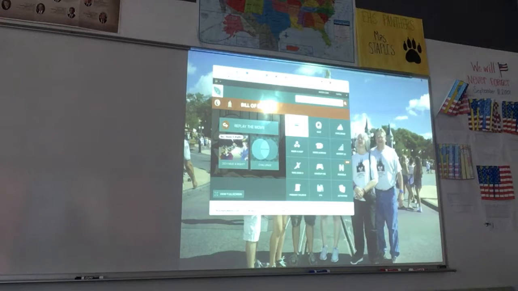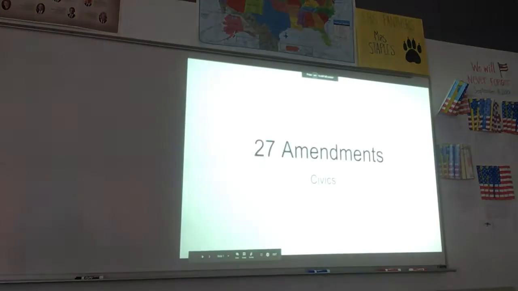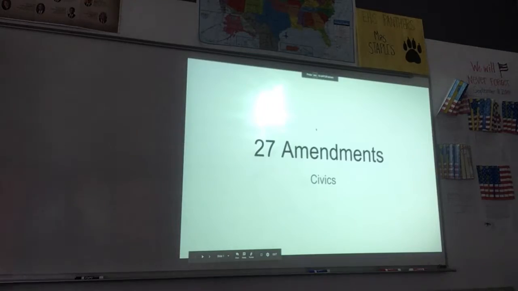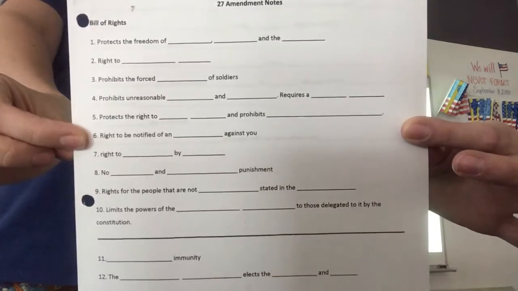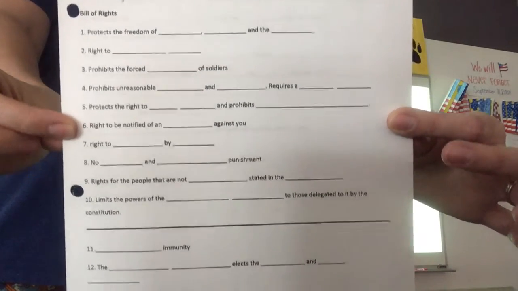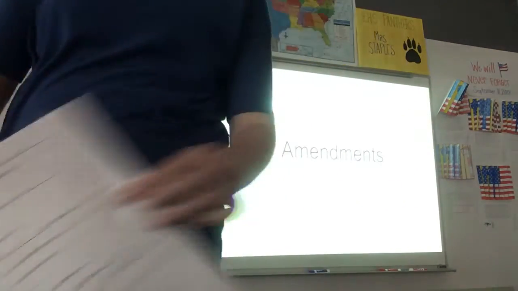Alrighty, so that was the little preview as to what the Bill of Rights are. So, go ahead and get out those notes that I just handed you. Okay, so the 27 amendment notes. This is what they look like. Okay, there should be 2 pages. We're just going to do the first 10 today, just the Bill of Rights part.